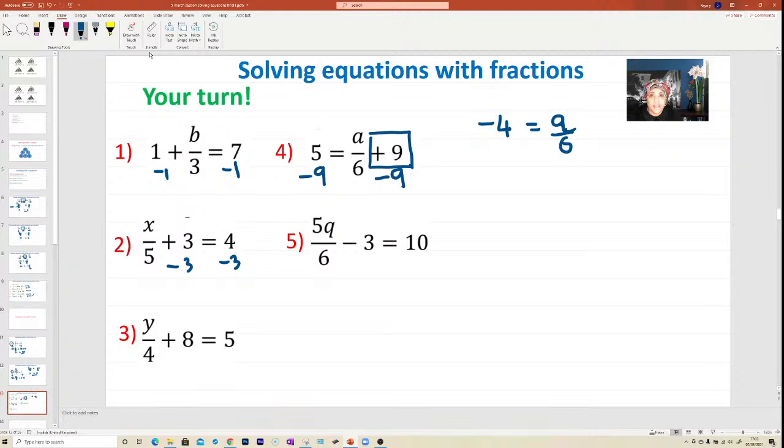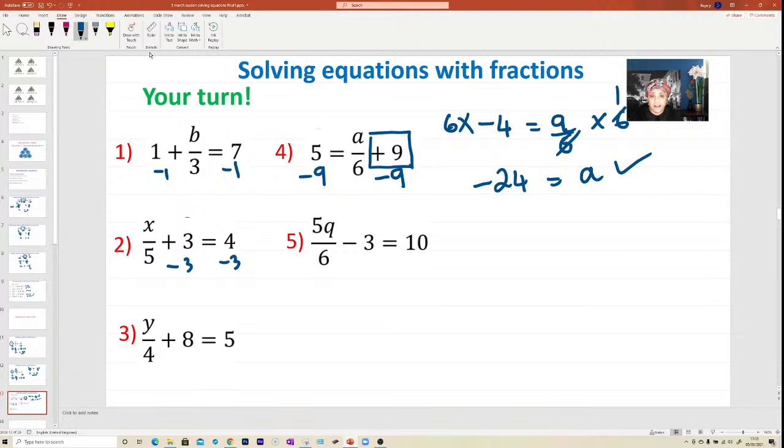And then plus 9 minus 9 is 0. To get rid of this 6, we need to multiply by 6 on both sides. So 6 times negative 4 is negative 24 equals this, and this will cancel. So a is equal to negative 24.